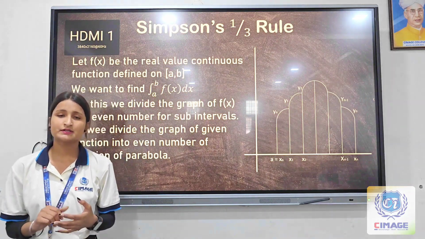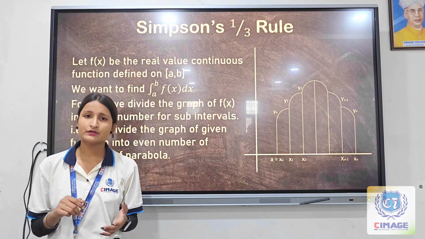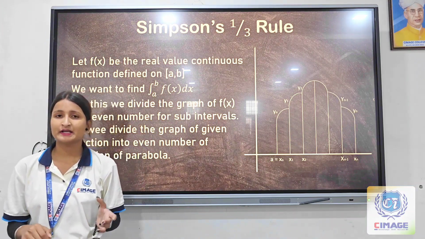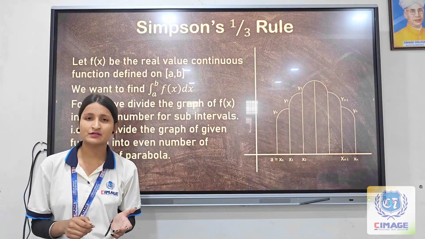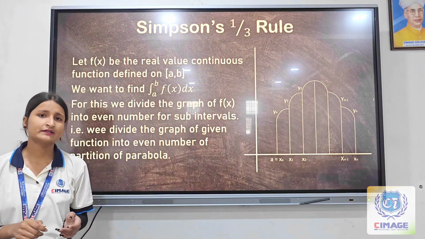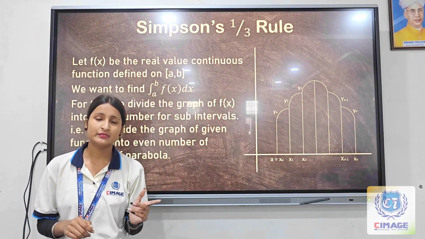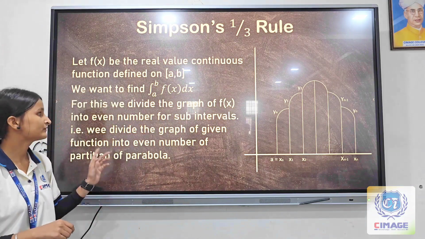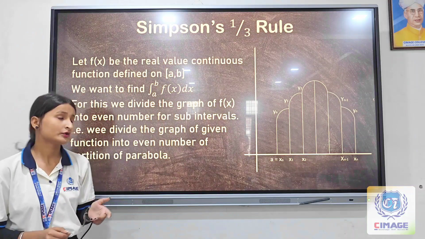Simpson's one-third rule is used to find the approximate value of a definite integral. In order to prove Simpson's one-third rule, let f(x), a function of the variable x, be a real-valued continuous function defined on the closed interval a to b. Now we have to find the integral of f(x) dx from lower limit a to upper limit b. In order to find this, we have to divide the graph of f(x) into an even number of partitions of parabolas.